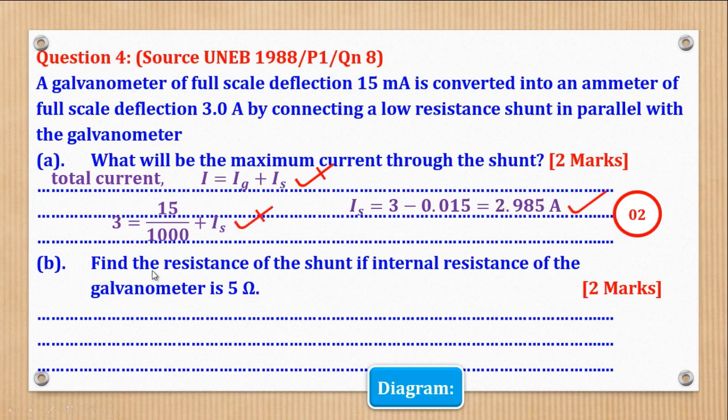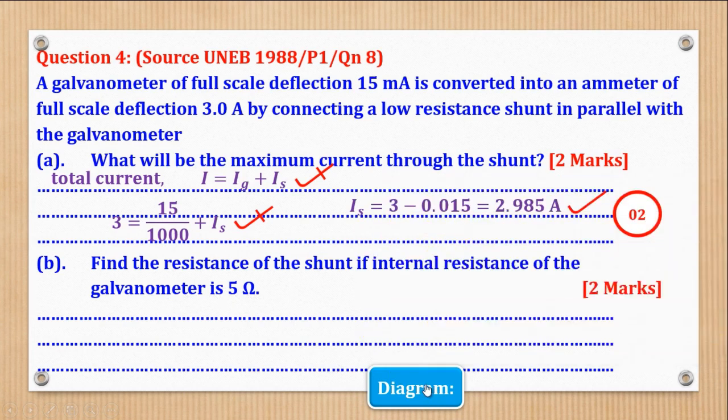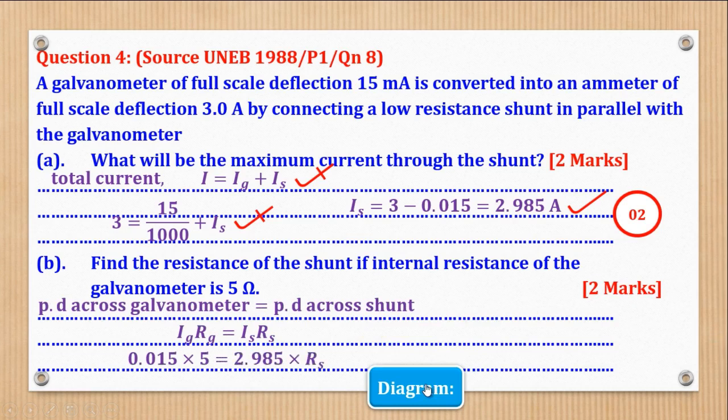Part B says that find the resistance of the shunt if internal resistance of the galvanometer is 5 ohms. So the one that is RS if RG is 5 ohms. So we shall come and say that PD across the galvanometer is equal to PD across the shunt, and therefore when I substitute the formulas are like that. Now substituting the values, I'll come up with that, and when I make RS the subject, I'll come up with my RS being equal to 0.0251 ohms, and basically that's what they wanted.